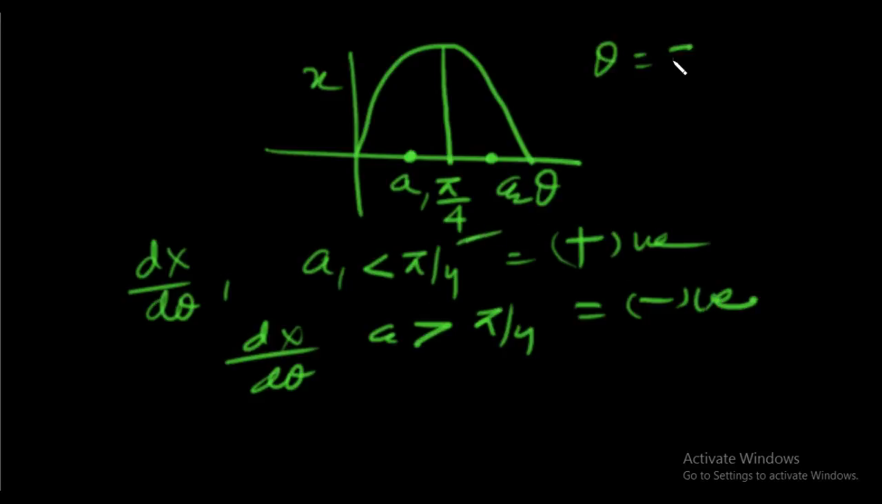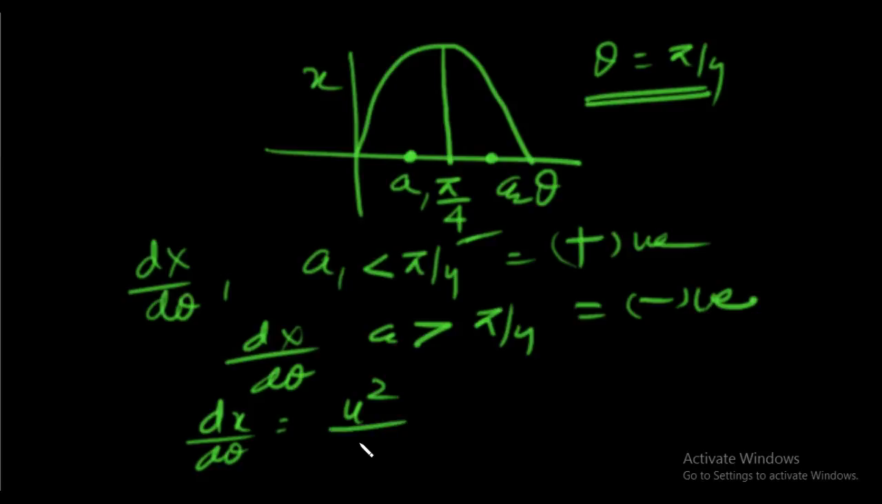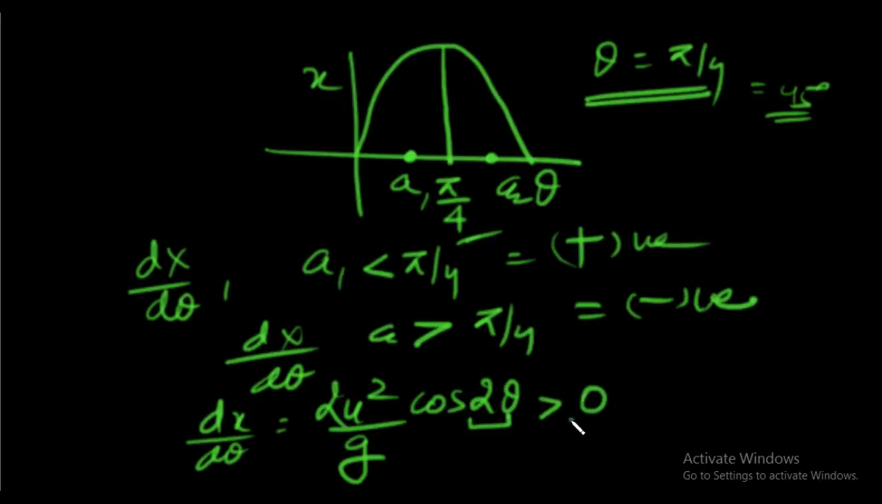So we found out that theta was pi by 4. Now dx over d theta was 2u square by g cos 2 theta. Okay. So let us take for example 15 degrees. This is 45, so we take a quantity less than this, 15. So cos 2 into 15 would be cos 30. Cos 30 is root 3 by 2. So this would be greater than 0. Our first statement has been fulfilled.